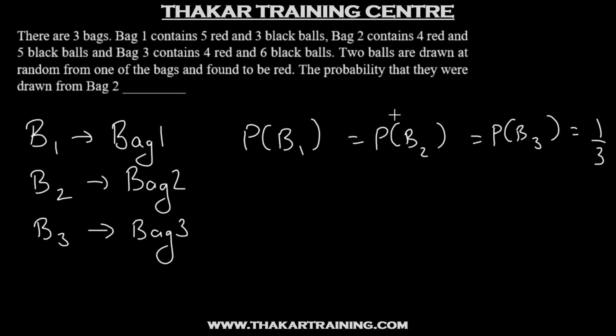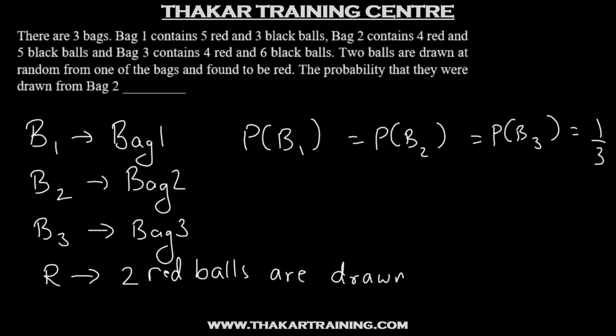Alright. Now we need to look at the case where the 2 balls drawn are red. So let R be the event that two red balls are drawn. So now we need to find out what is the probability that the two red balls are being drawn from bag 1, what is the probability that the balls are being drawn from bag 2, and what is the probability that they are drawn from bag 3. So let's do them one by one.